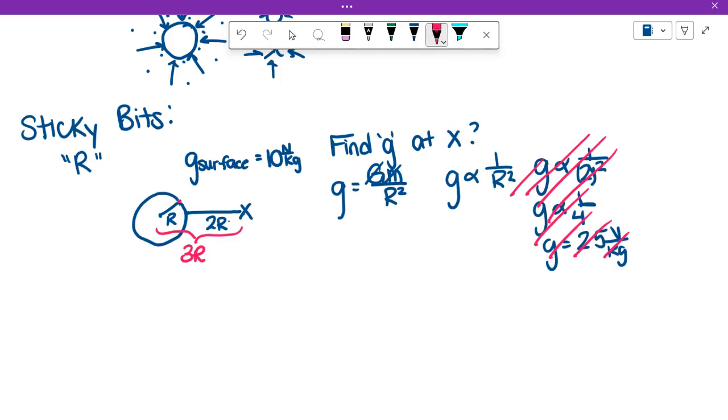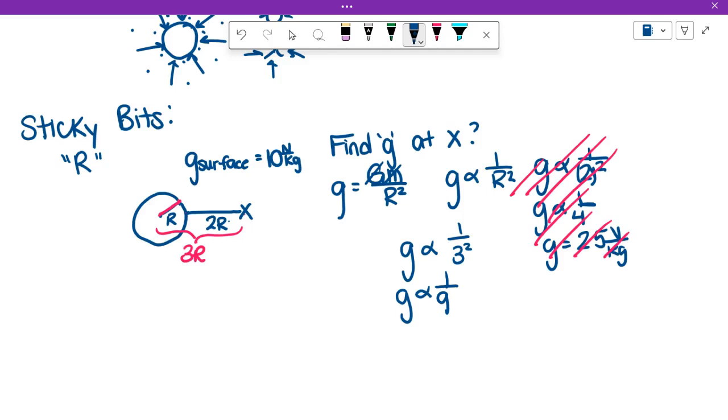So when we're at the surface, we're a distance r from the center. When we're at x, we're at a distance of 3r from the center. So we actually haven't doubled r. We instead have tripled r. So instead of plugging in a 2, I need to plug in a 3, which means g, instead of changing by a factor of 1/4, changes by a factor of 1/9.